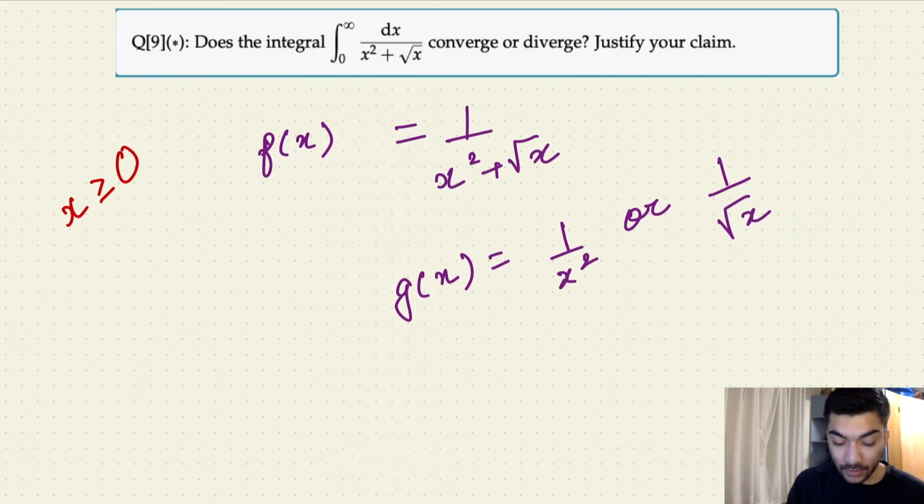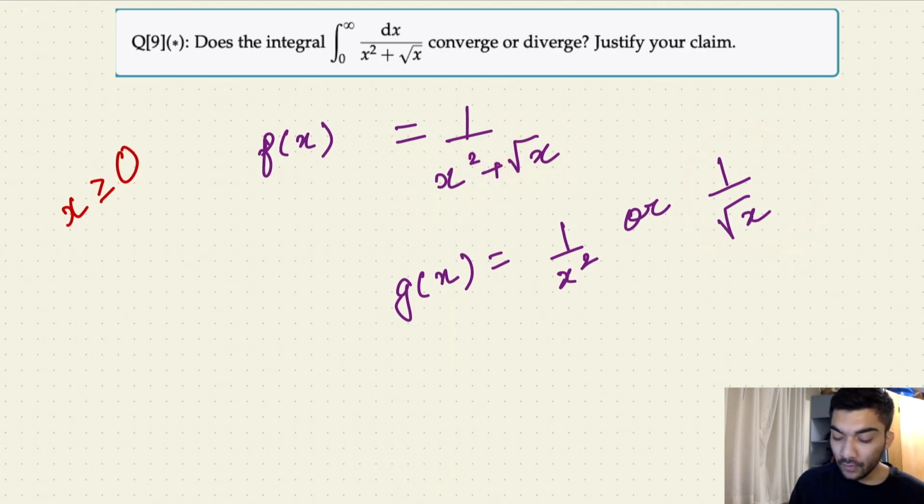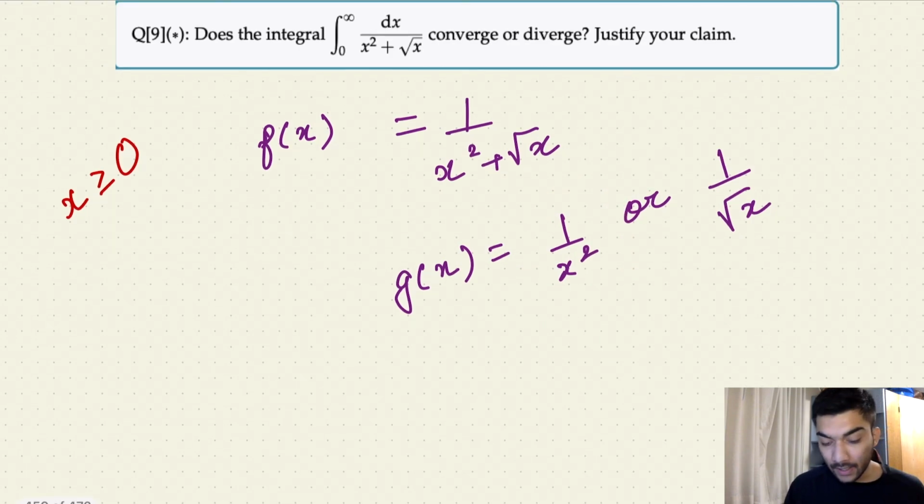So since we are concerned with all the x values greater than or equal to 0, we know that for the values of x in between 0 and 1, our root x dominates over x square. So we'll go with 1 by root x in that case. And also when our x is greater than or equal to 1, our x square dominates over root x, so we'll go with 1 by x square in that case.